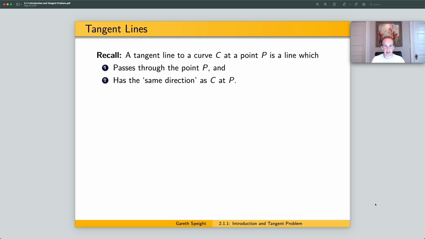Okay, so here are the two examples. The first example is going to be the tangent problem. So it's the problem of finding the tangent line to a curve at a point. Let's remember that a tangent line to a curve C at a point P is specified by the following two properties. One, it should pass through the point P. And secondly, it should have the same direction as the curve at that point.